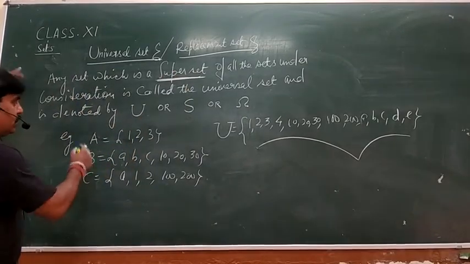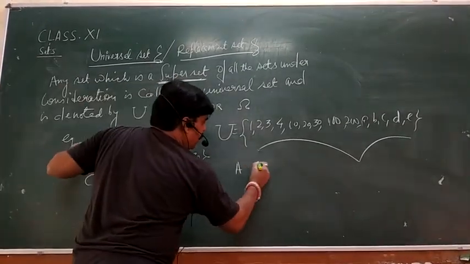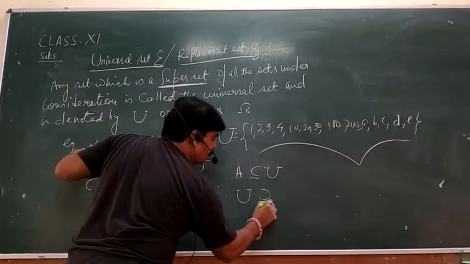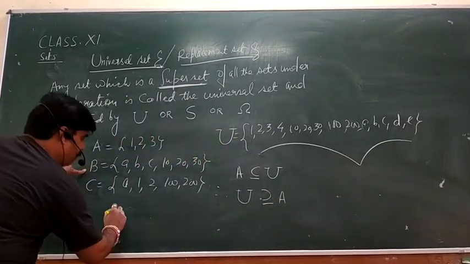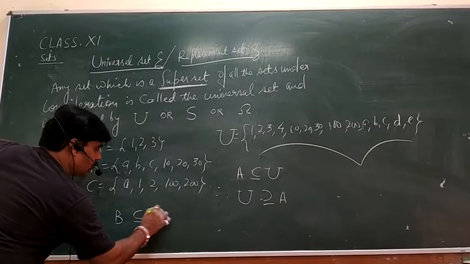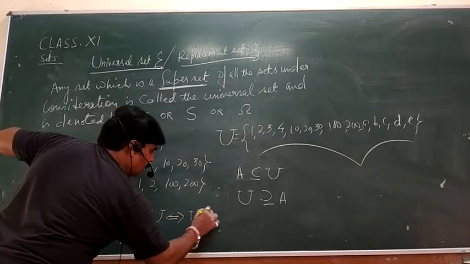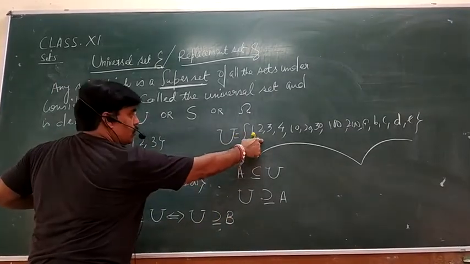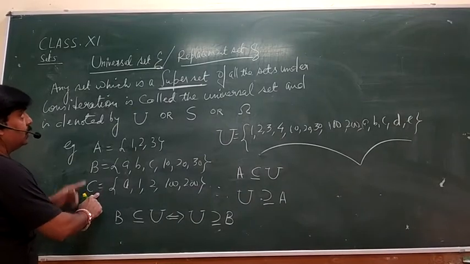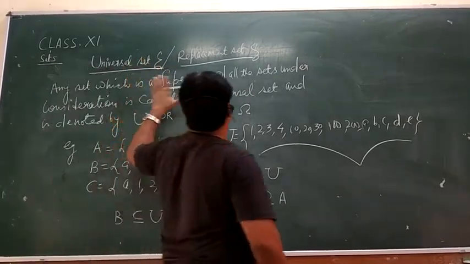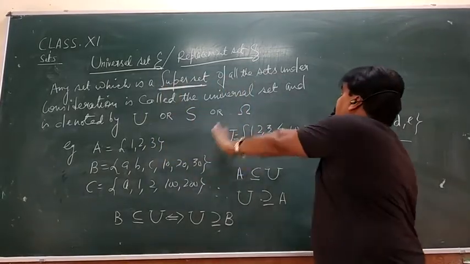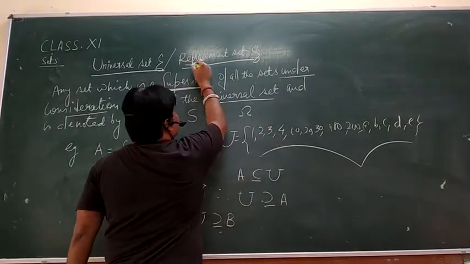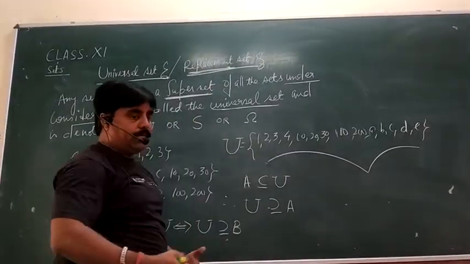Superset is already discussed. Here you will see that A is a subset of this universal set. Therefore, you can say the universal set is the superset of A. Similarly, B is a subset of this universal set, so the universal set is the superset of B. C is also a subset of this one. So a universal set is a set which is a superset of all the sets under consideration. That is called a universal set, or you can say the replacement set. Next we will discuss a few examples.